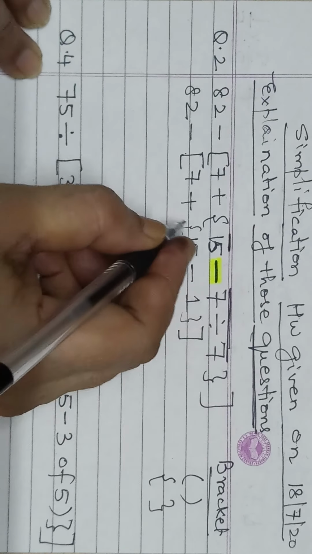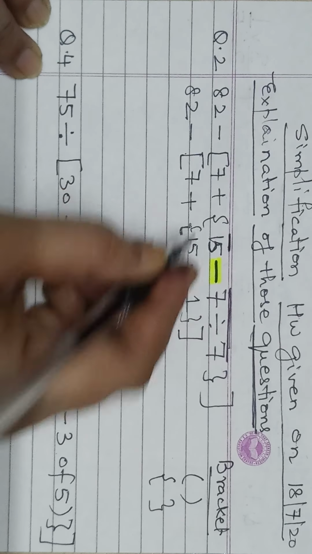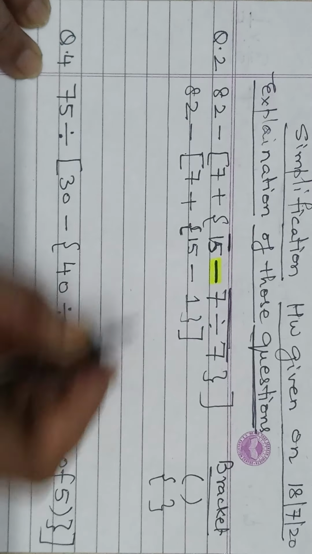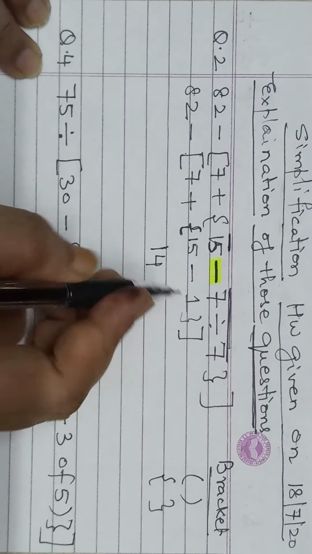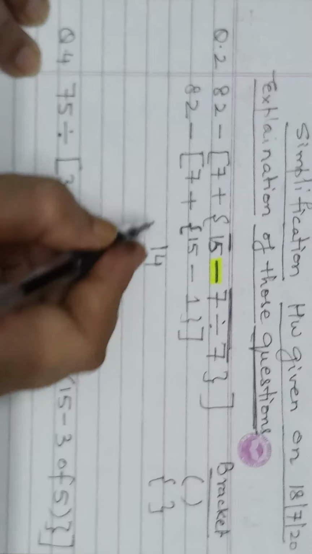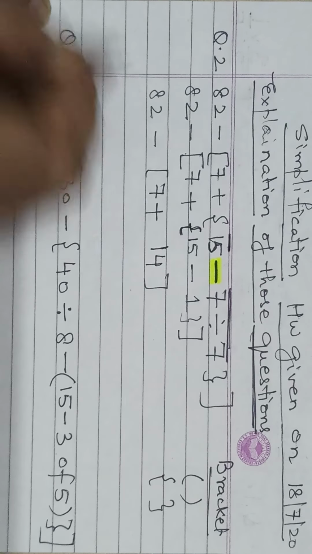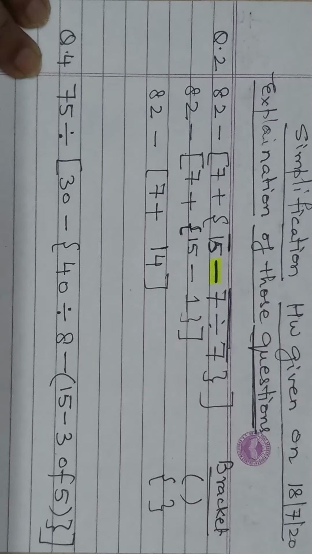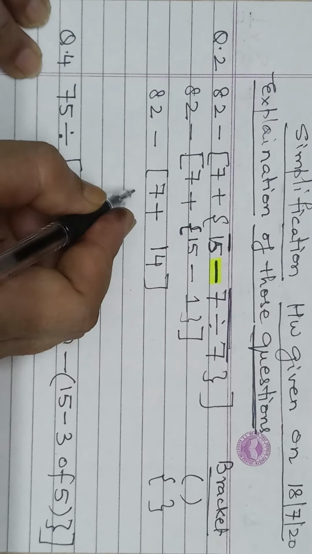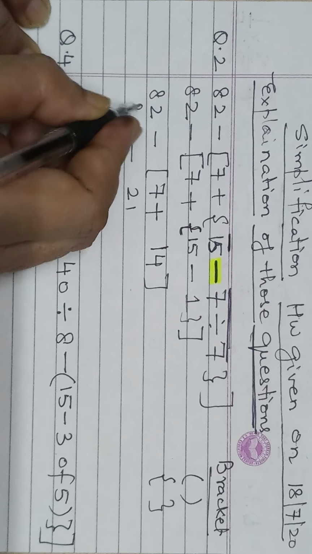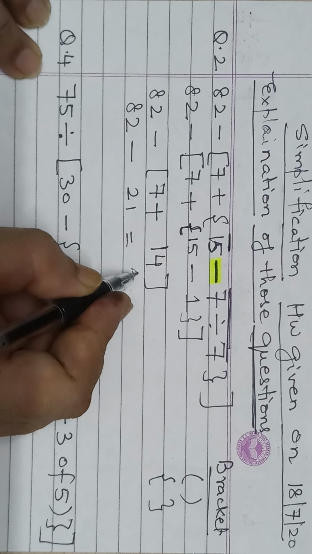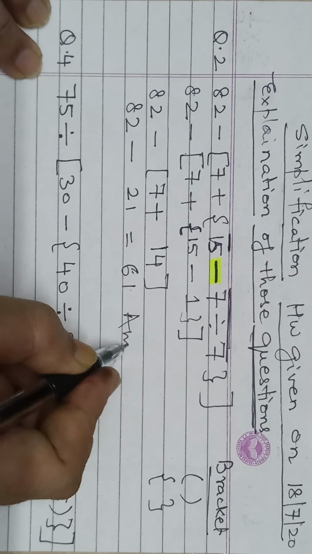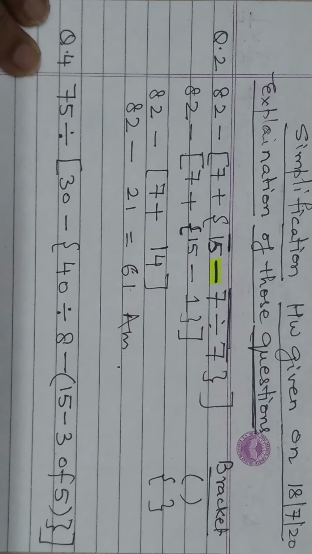Now again, we all know our work is still not complete, that is solving the curly bracket. We got the answer which is 14. Now we can remove the bracket, plus 7, and we have this box bracket remaining. So next step is to solve the box bracket. 14 plus 7 is 21. 82 minus 21, and that will be 61. So this is your answer for the first question.